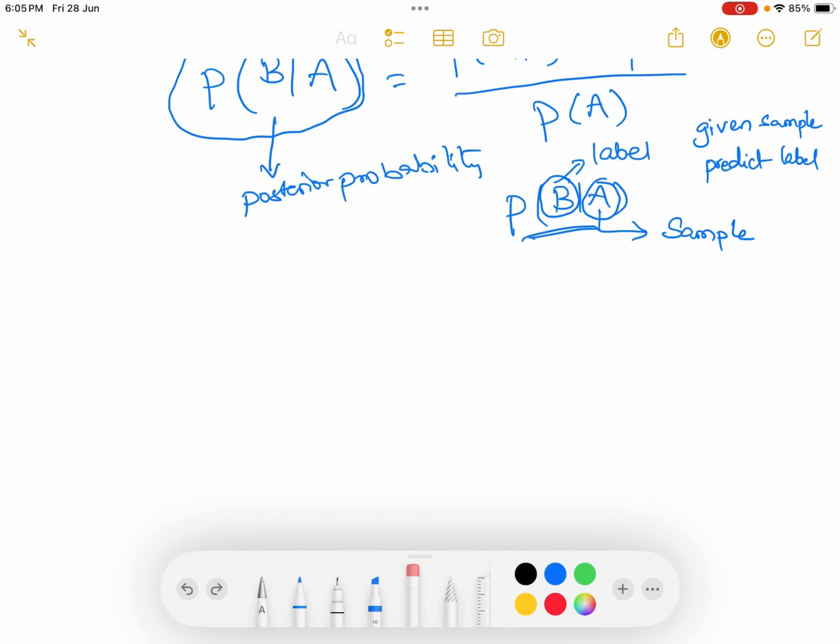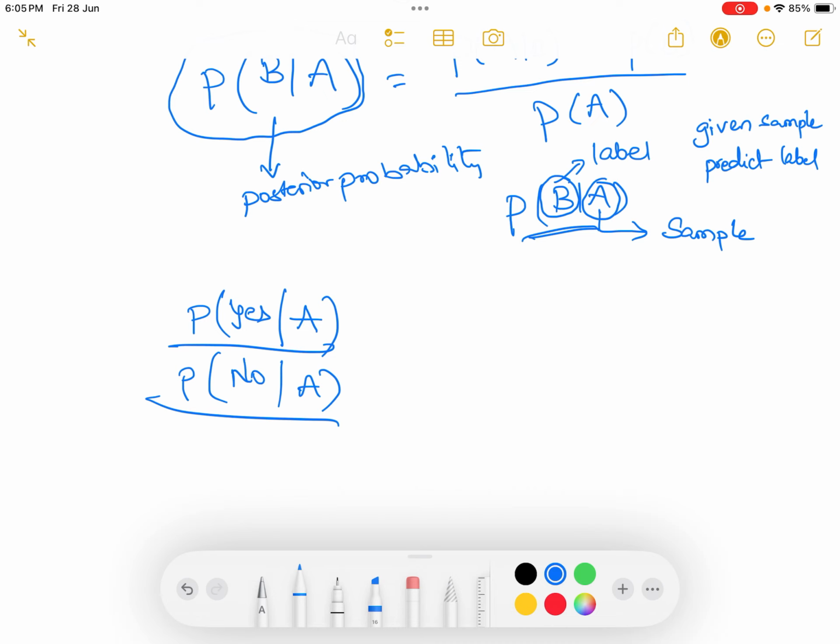For example, if we have binary classification problem, the label will be yes or no. So now we can't write two labels here, right? One label. Probability of yes given a sample A. Probability of no given a sample A. Okay. So we can calculate these two probabilities.